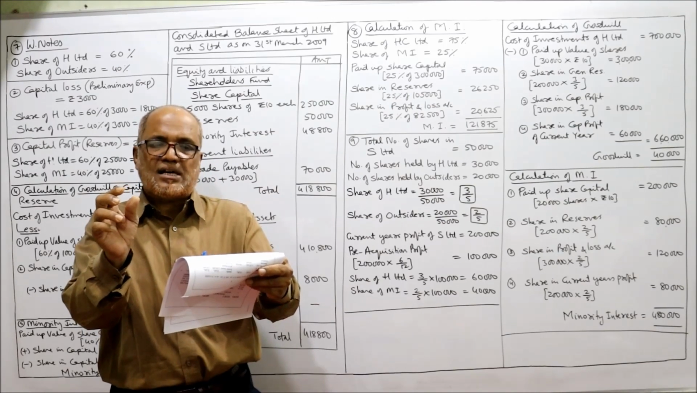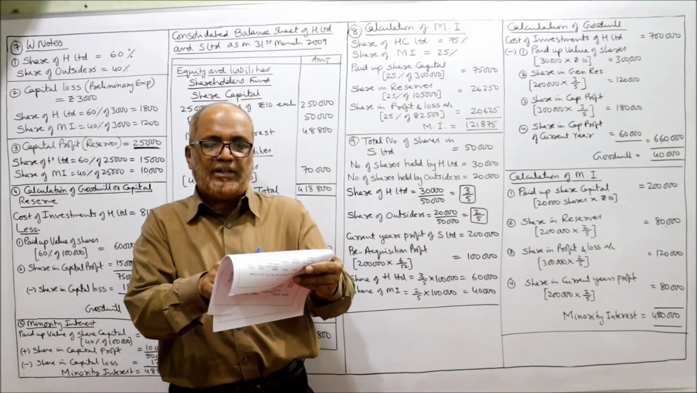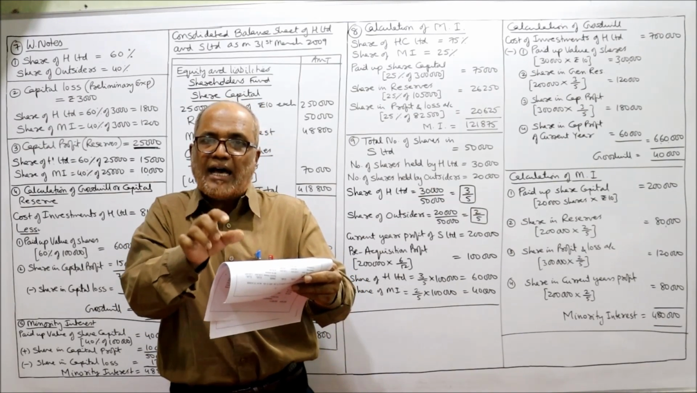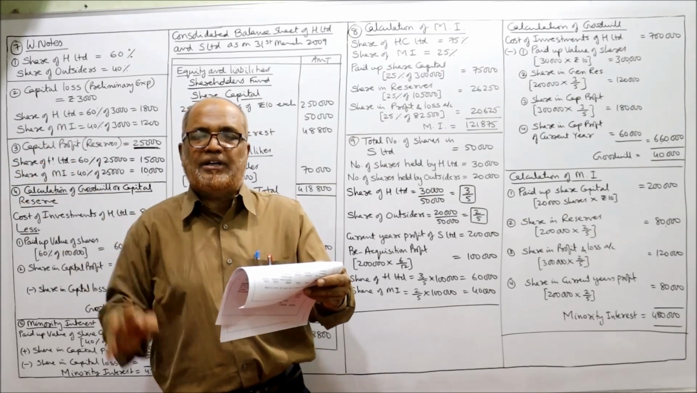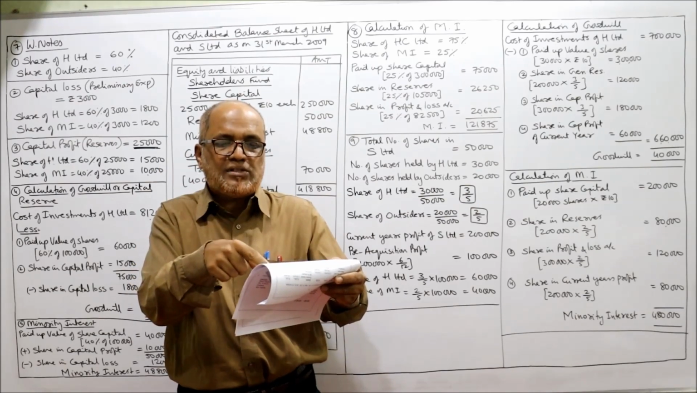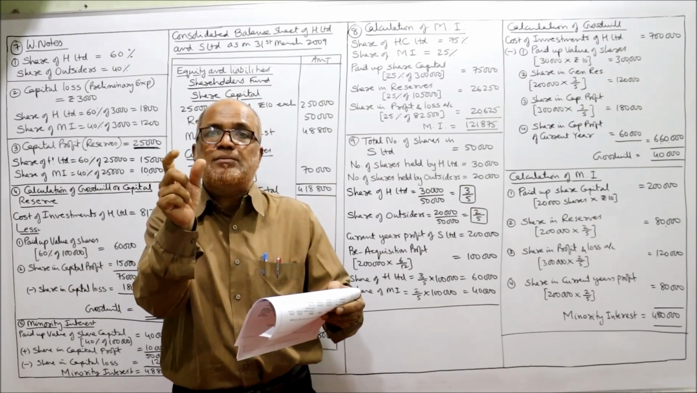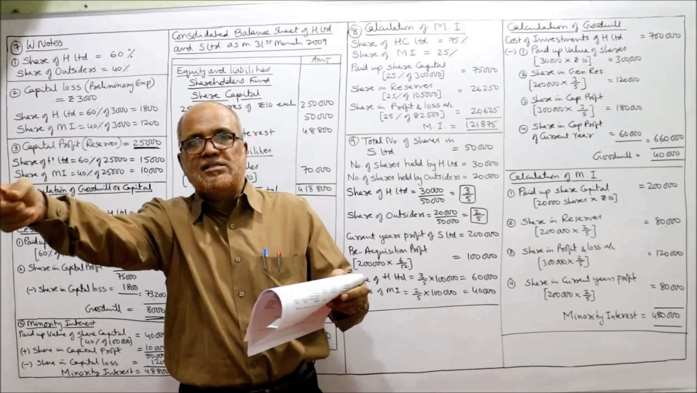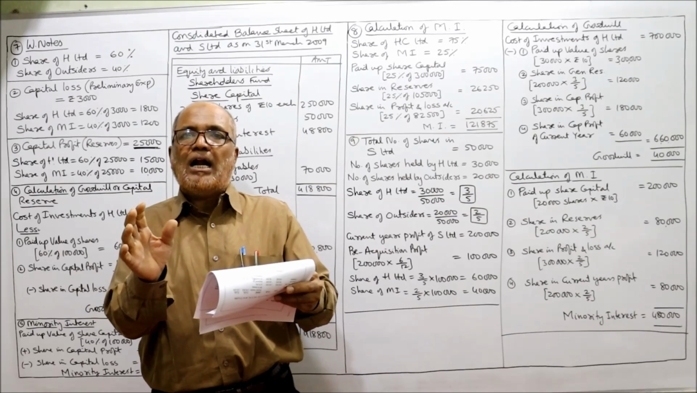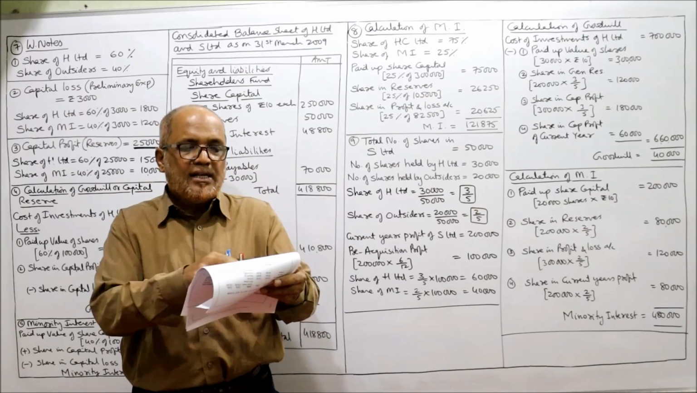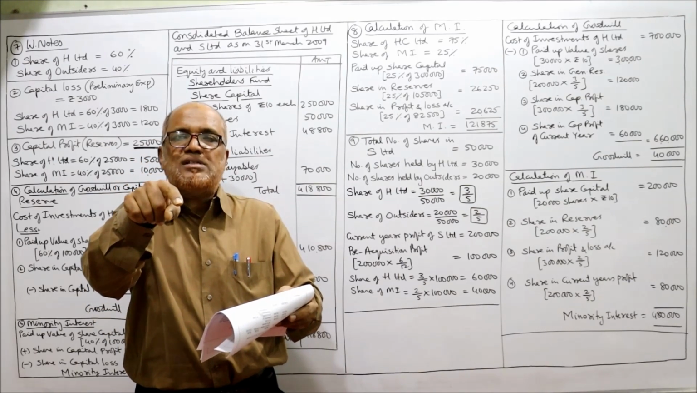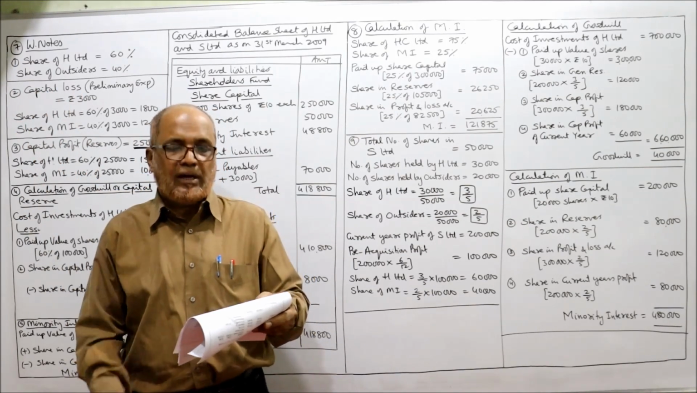On the asset side, fixed assets are given. Then shares in SC Limited at cost, 4 lakh 20,000. That means HC Limited has invested in SC Limited, purchased the shares of SC Limited at a cost of rupees 4 lakh 20,000. This is the investment made by the holding company in the subsidiary company. And current assets are given for both the companies. HC Limited acquired 75% of shares of SC Limited. The remaining 25% shares are held by outsiders, minority interest.